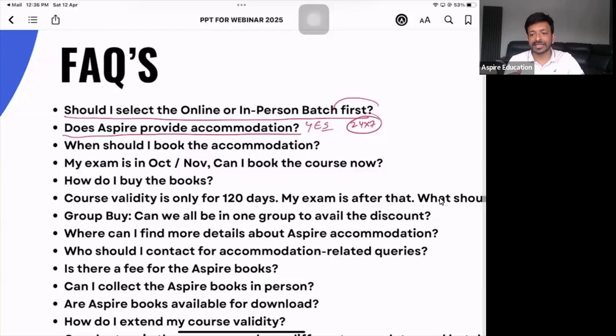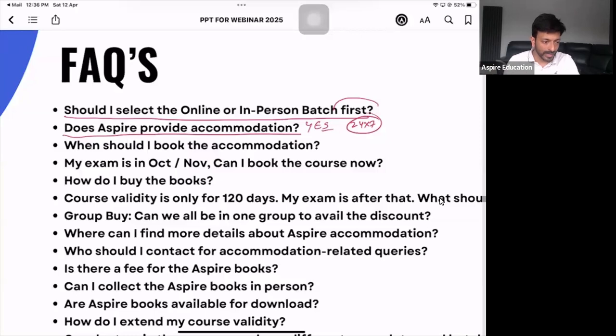WhatsApp group is there, link is there, and I would advise you to come in the WhatsApp group. When you come in the WhatsApp group, we'll be able to help you in making the groups as well, right? So please do come in the WhatsApp group.